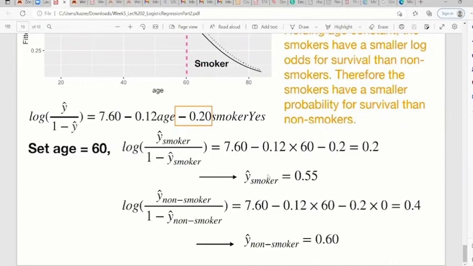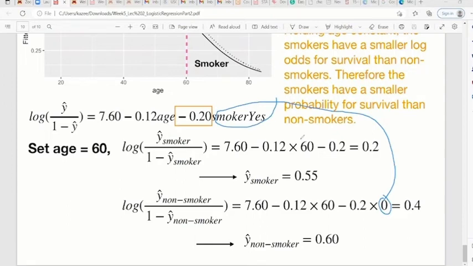Now you know what I'm trying to tell the world now. The probability of surviving for somebody who smokes is 0.55. Look at that. Now let us consider another person at that same age, but this person does not smoke. You see here, right? Why am I plugging in 0? For smoker, yes. When smoker equals 0, it means the person does not smoke.